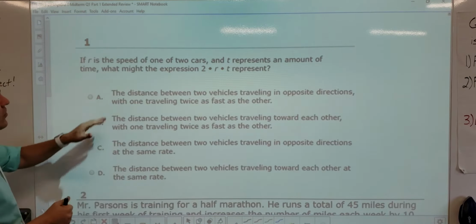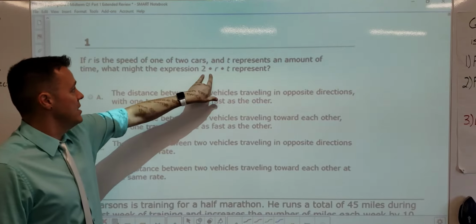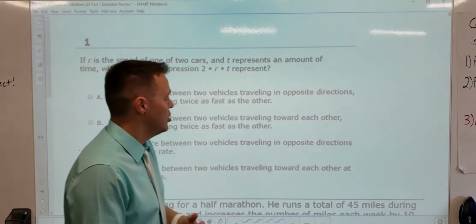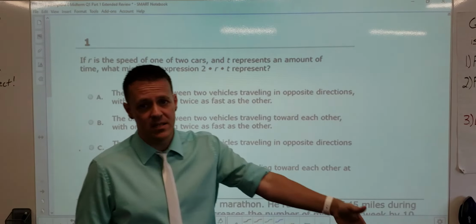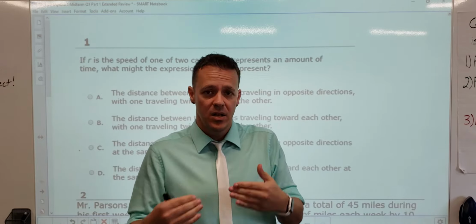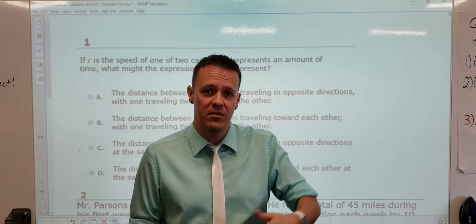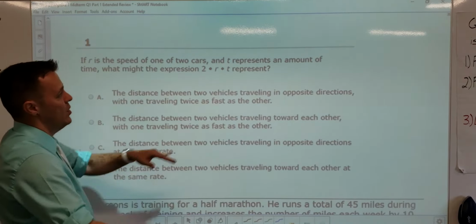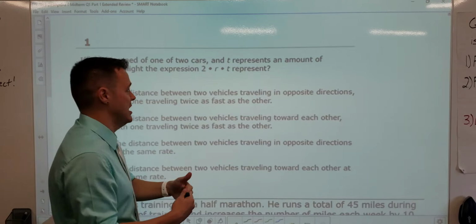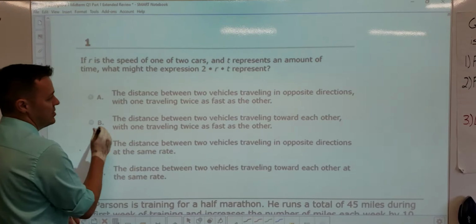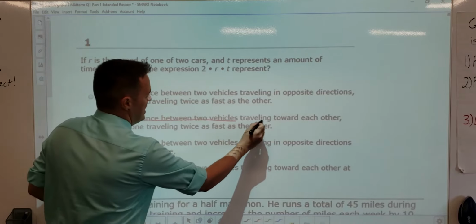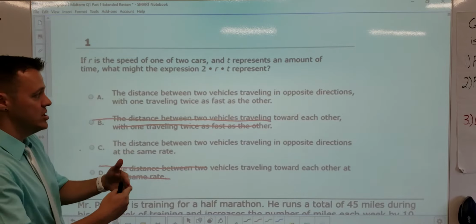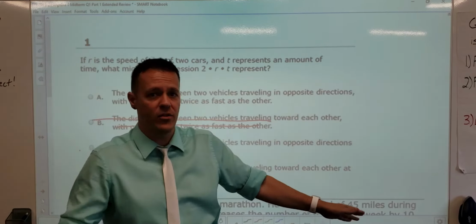So number one, if R is the speed of two cars, T is the time, and it has the expression here, 2 times R times T, what does it represent? As you go through, one thing I started realizing is that if you live here in Gilbert and you have a buddy that lives in Phoenix and you want to meet somebody, you meet what's called halfway. So if you're meeting halfway, you wouldn't be doubling this time, you'd be cutting it in half. If you're traveling toward each other, it can't be letter B or letter D, because those are traveling towards each other. So you know you're traveling farther away from each other.